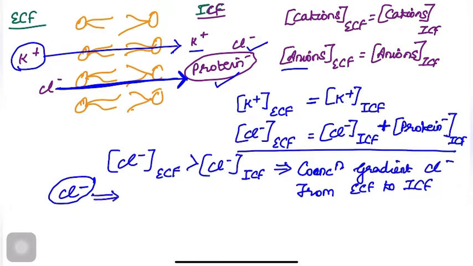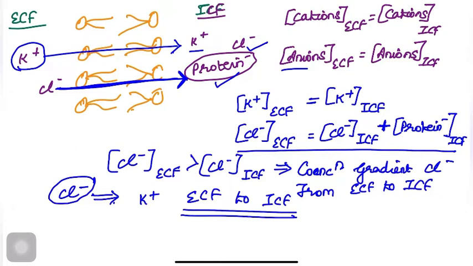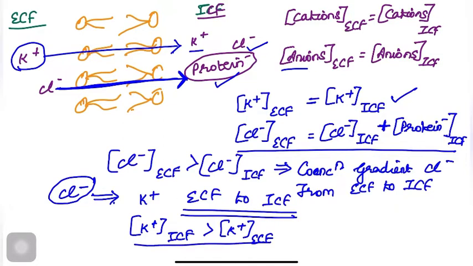Because of the chloride gradient, as chloride moves from ECF to ICF, and to maintain electrical neutrality, potassium also moves from ECF to ICF. Understood, right? So potassium moves from ECF to ICF. Earlier we saw that the potassium concentration of ECF is equal to the potassium concentration of ICF. But now, as potassium moves from ECF to ICF, what becomes of it? Now the potassium concentration of ICF will be greater than the potassium concentration of ECF.